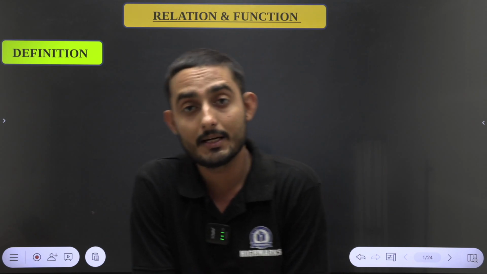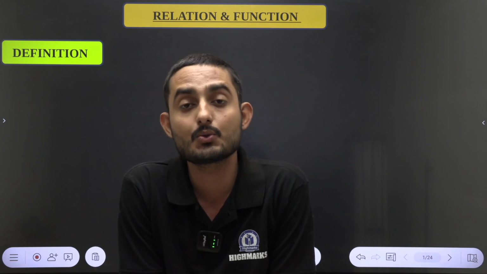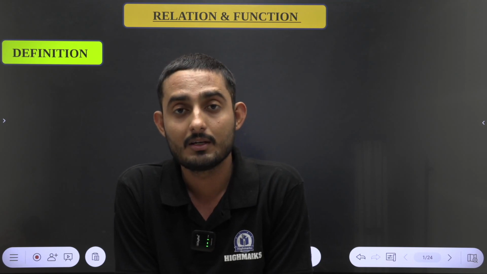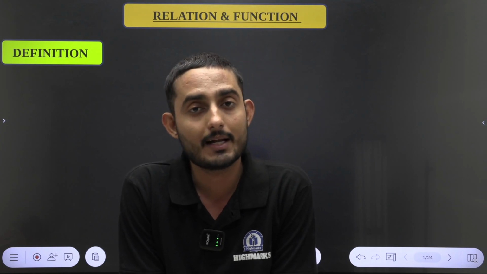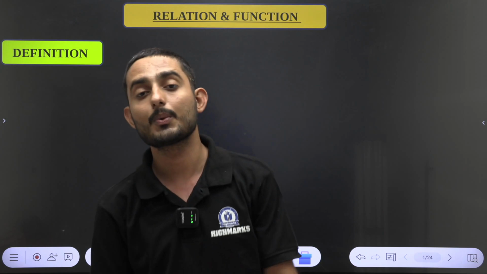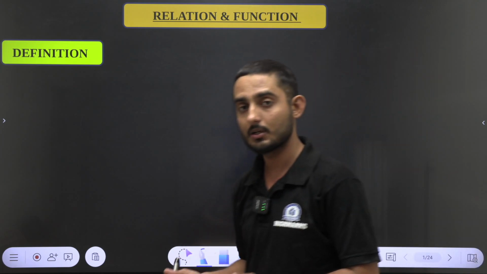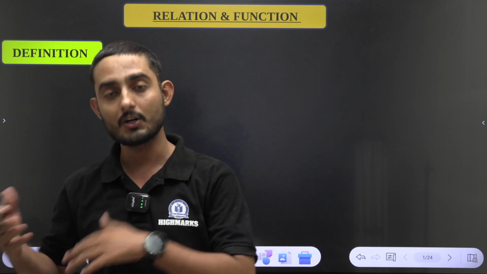The first chapter of class 12 is Relation and Function. What is the meaning of relation and what is the meaning of function? We have already understood in class 11th, as we have already uploaded those lectures about relation and function. What is the meaning of relation? What is the meaning of function? What are the domain, range, codomain of relation? What are the range, codomain and domain of function?